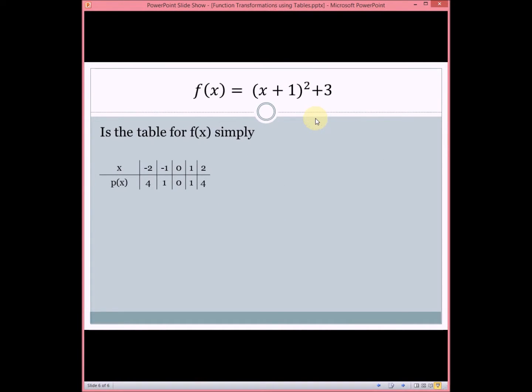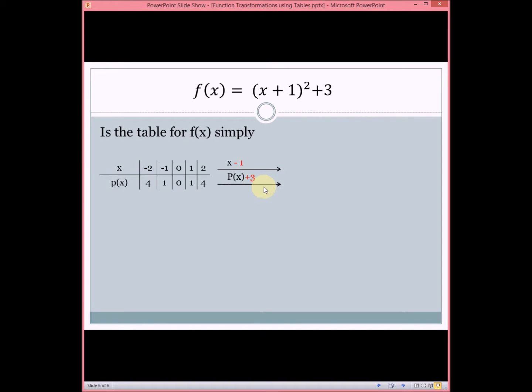Suppose we had the function x plus 1 squared plus 3, which you can clearly see is just a combination of the two functions we looked at before. There's a horizontal shift and a vertical shift. The question is, is the table for f of x simply the process of taking the parent function's table and then transforming them? If you recall, the plus 1 was a transformation where we would subtract 1 from all the x's. And the plus 3 meant that we would take all the y's and add 3 to them.